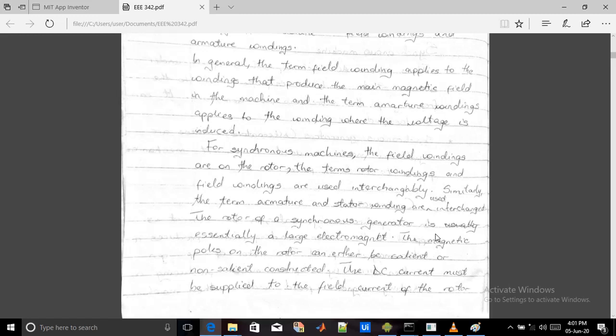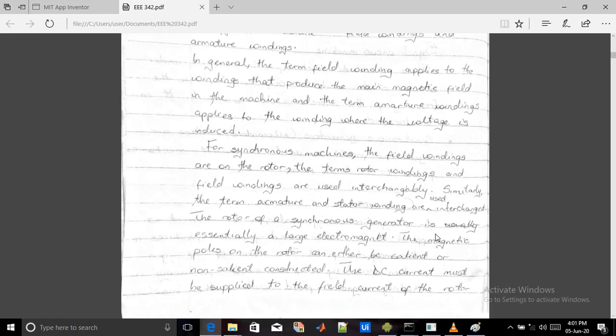So now, what we mean by salient and non-salient pole arrangement is that in some rotors, you can have your north and south poles alternating as the rotor, which is the rotating part, rotates. When it is rotating, north will be here, south will be there. Then it gets to another point, north will be here, south will be there. When it gets to another point, south here, north here.